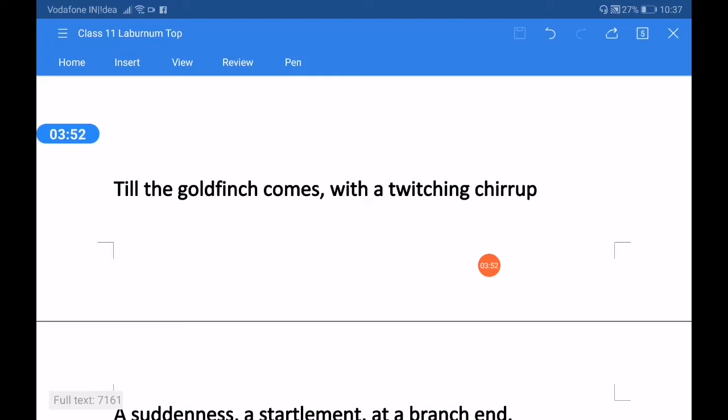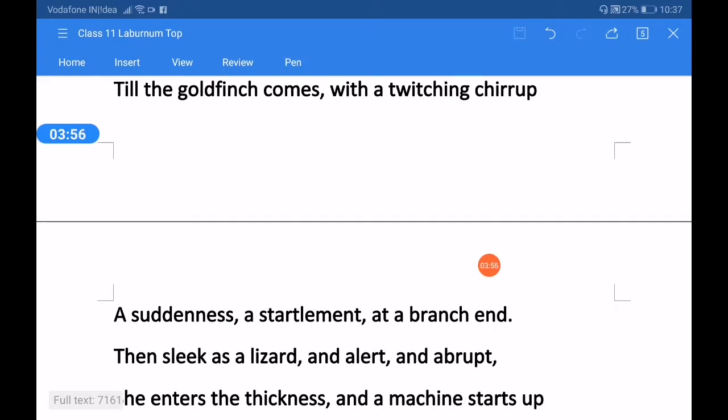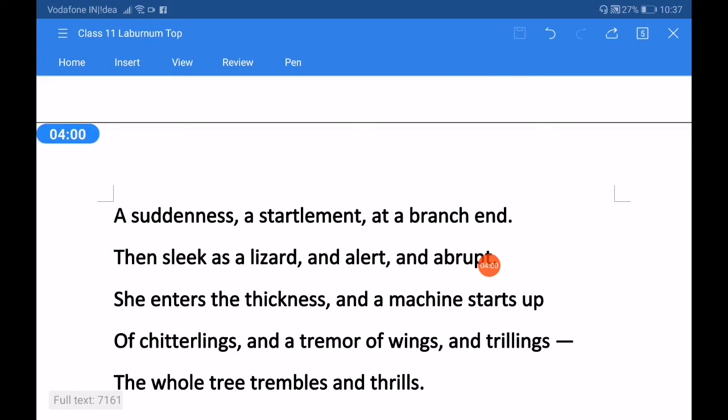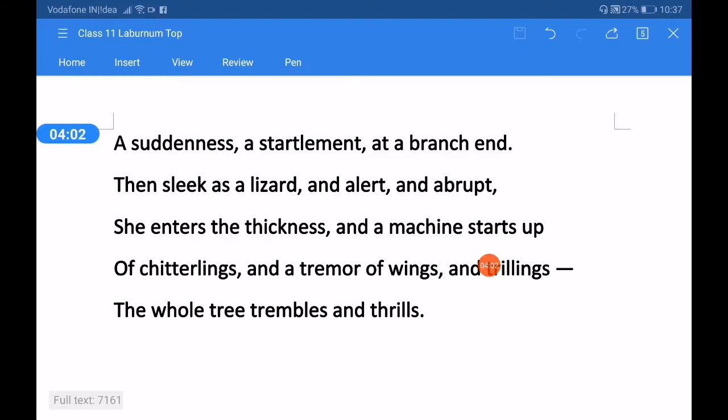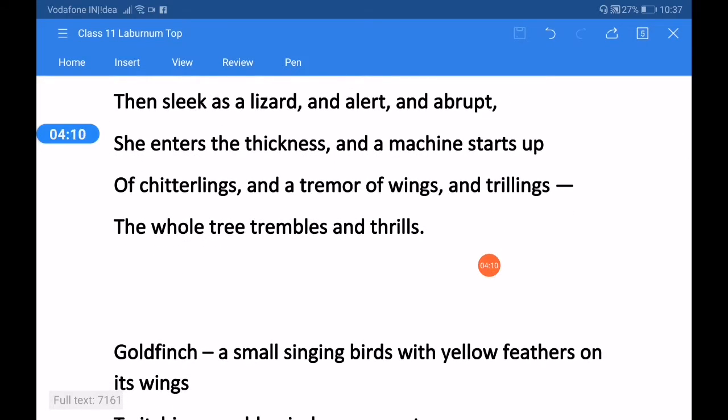The goldfinch comes with a twitching chirping, a suddenness, a startlement at a branch end, then sleek as a lizard and alert and abrupt, she enters the thickness and a machine starts up of chitterings and tremor of wings and trillings, the whole tree trembles and thrills. So these are the lines from the text.